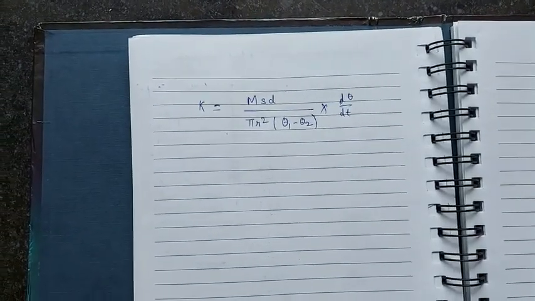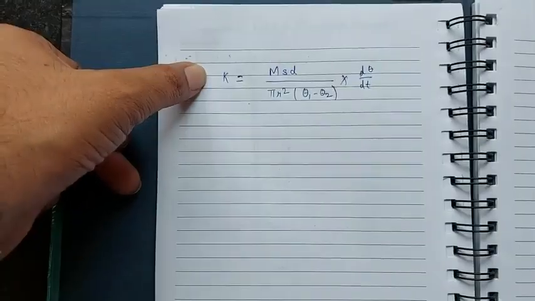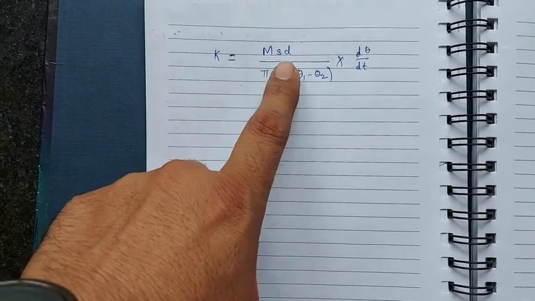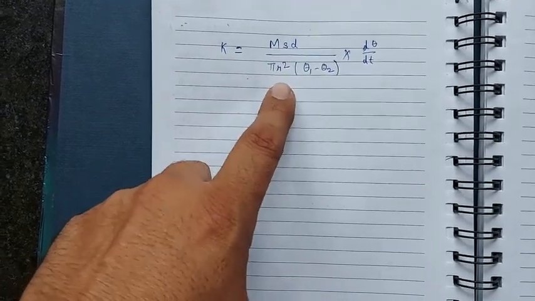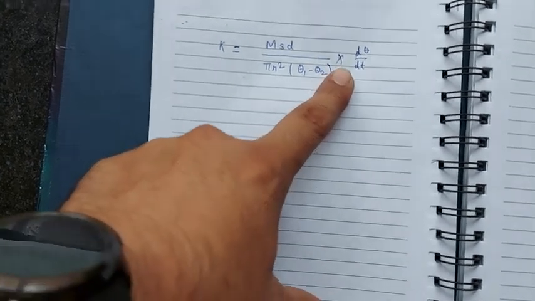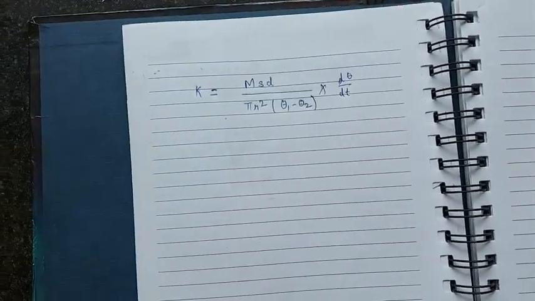Once we have calculated the rate of cooling, we have to use the formula for K, the thermal conductivity of the conductor that we are calculating. K is equal to m into S into D divided by pi r square into theta 1 minus theta 2, into d theta by dt. That was the rate of cooling that we have already calculated.